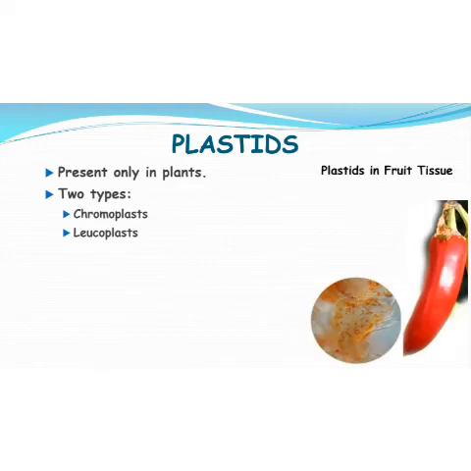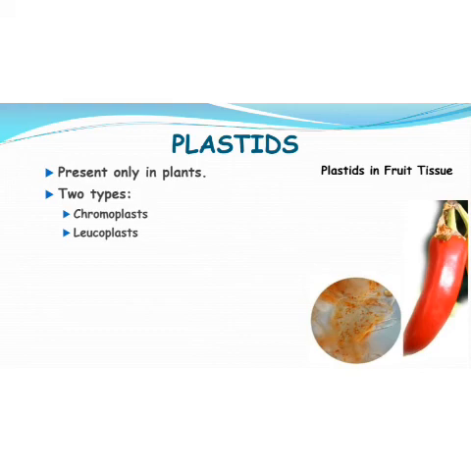Chromoplast, as you can see in the figure here, the red color in this red chili, the red color in tomato, the yellowish orange color which is seen in mangoes, these are because of the presence of chromoplast, right? It gives color to these parts of the plant.